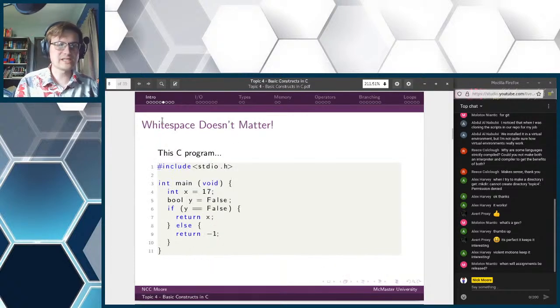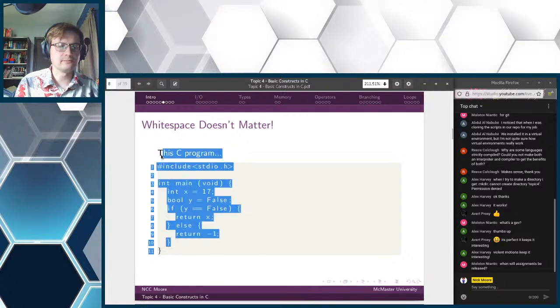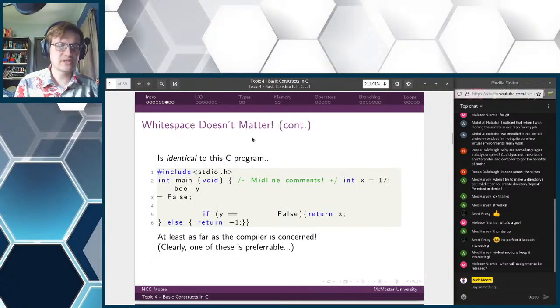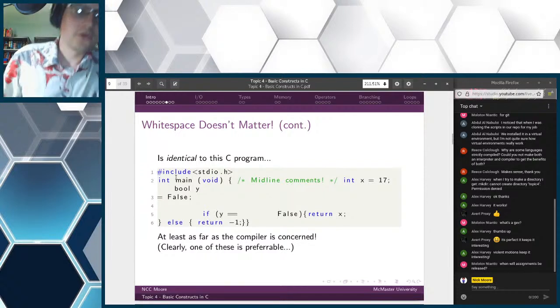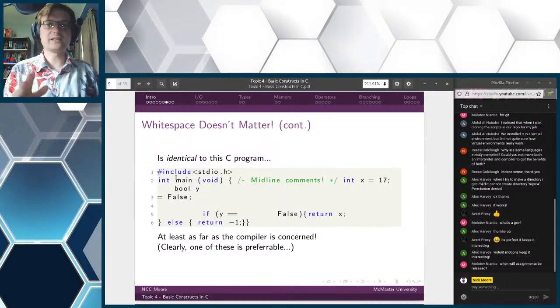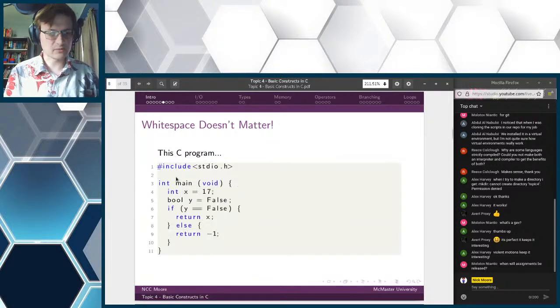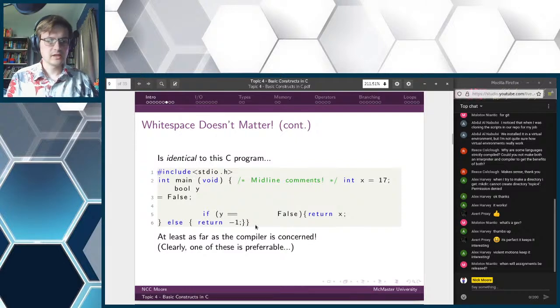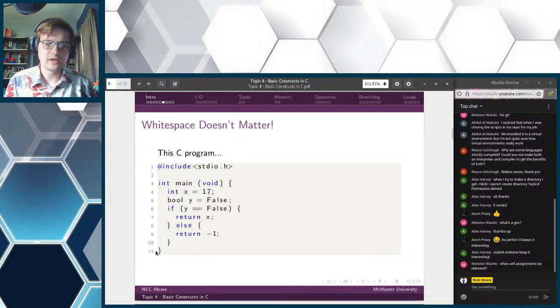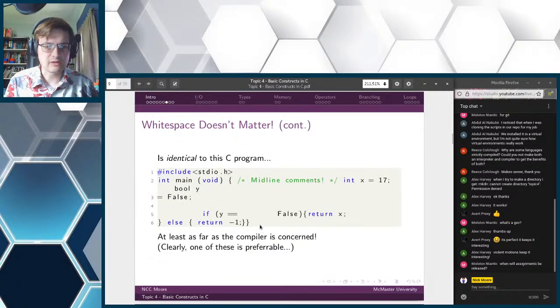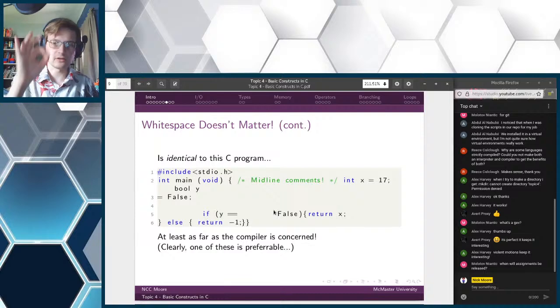So, white space doesn't matter. This program is the same as this program. Actually, it's identical. From the perspective of the compiler, the difference cannot be told between this one and this one. Clearly, one of these is preferable for humans, right? This one is very difficult to read. This one is much easier to read. So, if you're formatting your code such that a human being should have to read it, including yourself, I would not recommend this as a style of coding. But from the compiler's perspective, there is literally no difference.